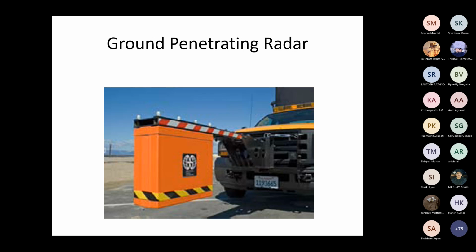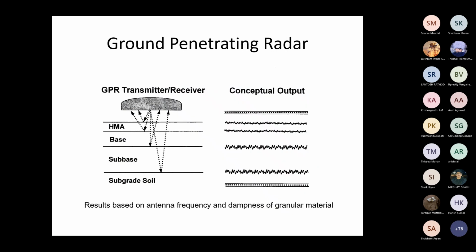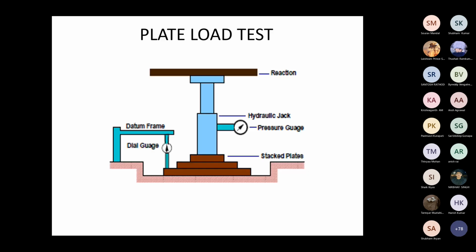If you have a flexible pavement, you have different layers. When the waves are transmitting to different layers, it's receiving, depending on the type of the material, the frequency and the dampness of the granular material is different, and then other materials are different. Depending on that, you can identify what the different layers inside are, what the thickness of the layers is, etc. There's more application in geotechniques also.